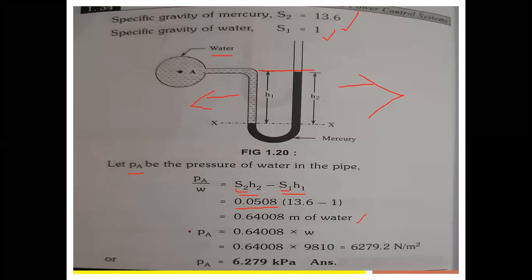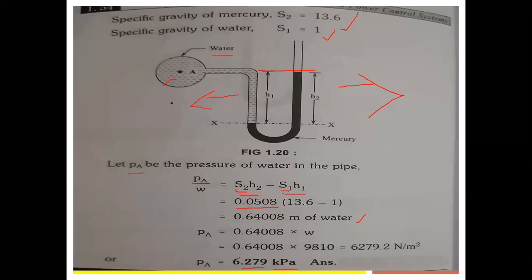Now PA is equal to gamma W, taking 9810 and inserting it here, that is equal to 6.279 kilopascal. So that is the pressure available in the container whenever the heights are equal in the left hand side and the right hand side.